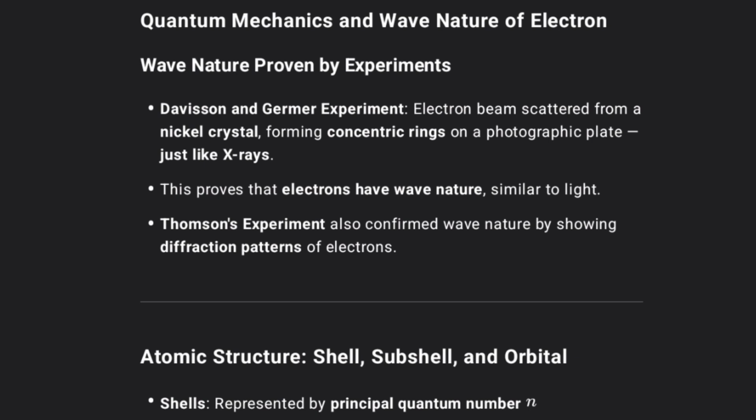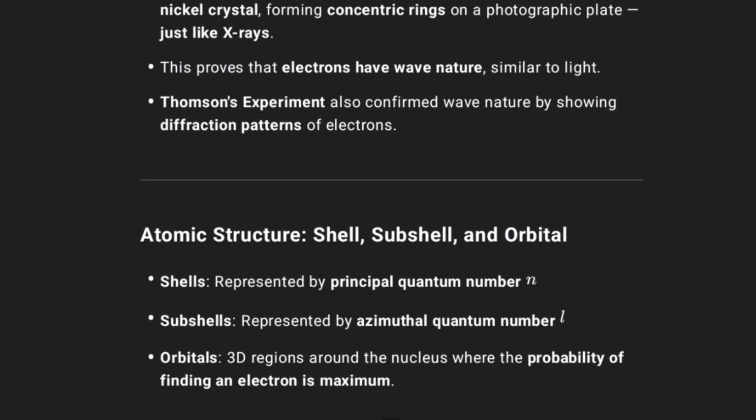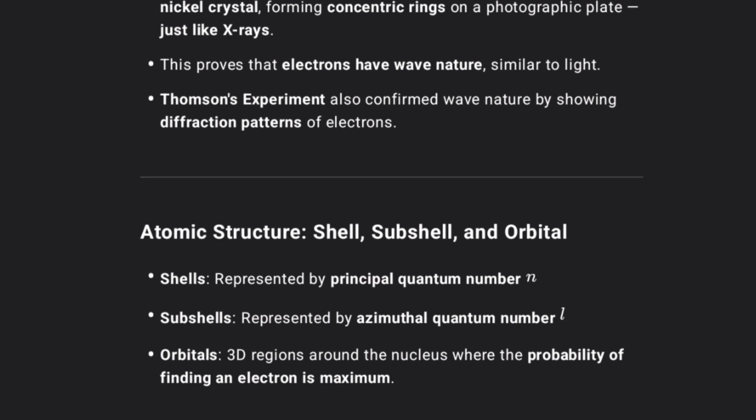Atomic structure: shell, subshell, and orbital. Shells are represented by the principal quantum number n. Subshells are represented by the azimuthal quantum number l. Orbitals are 3D regions around the nucleus where the probability of finding an electron is maximum. Classical versus quantum mechanics.